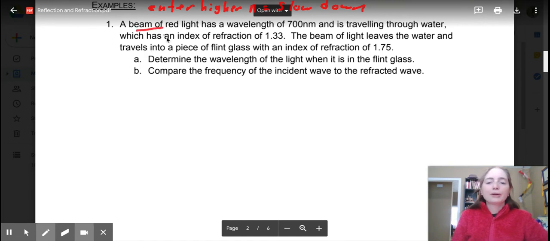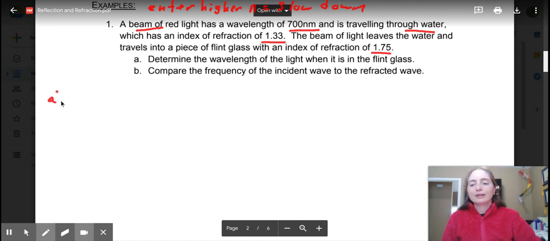A beam of red light has a wavelength of 700 nanometers and is traveling through water, which has an index of refraction of 1.33. The beam of light leaves the water and travels into a piece of flint glass with an index of refraction of 1.75. Determine the wavelength of the light when it is in the flint glass and compare the frequency. All right, so let's look at A.